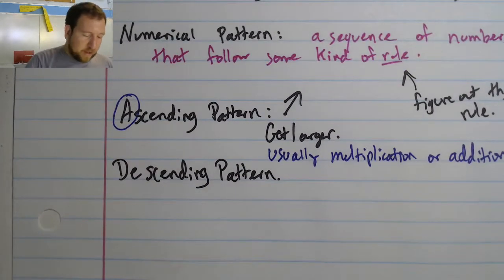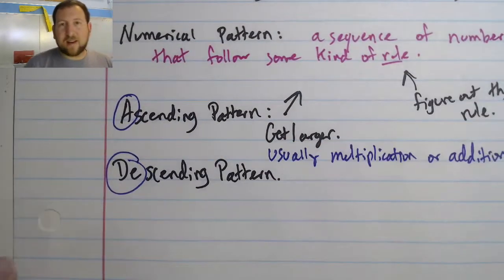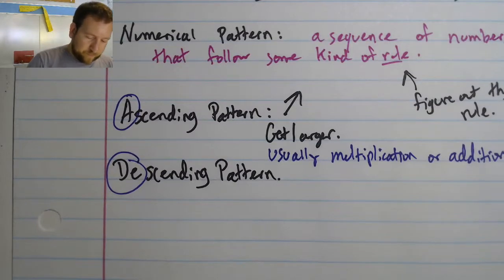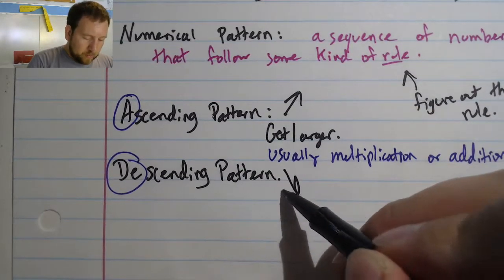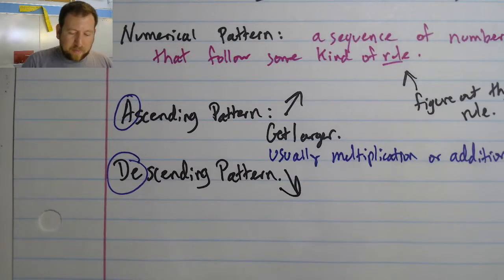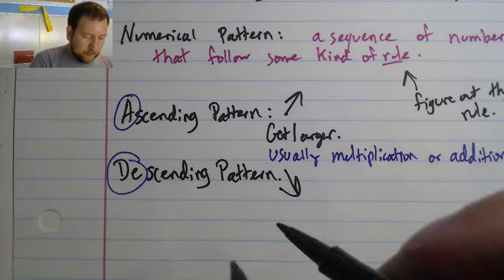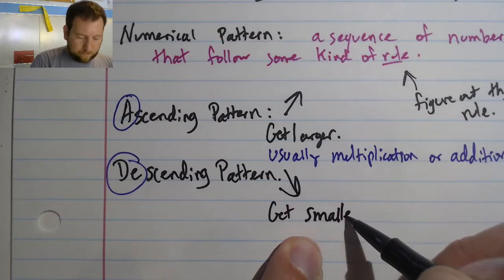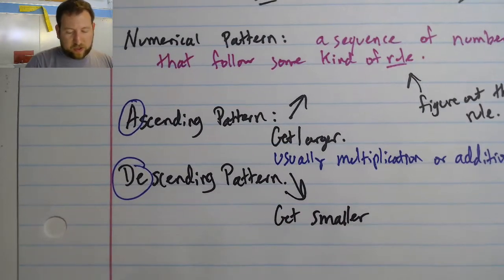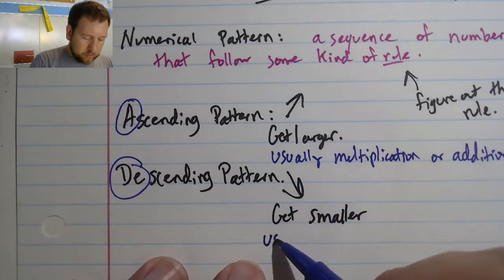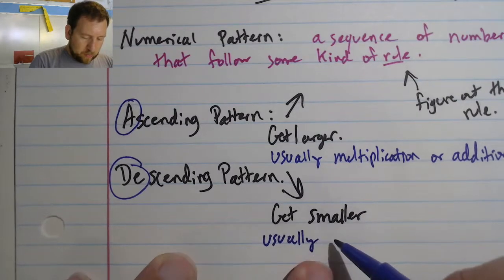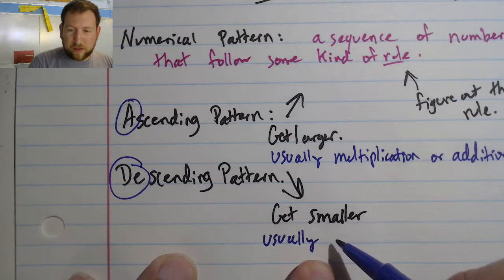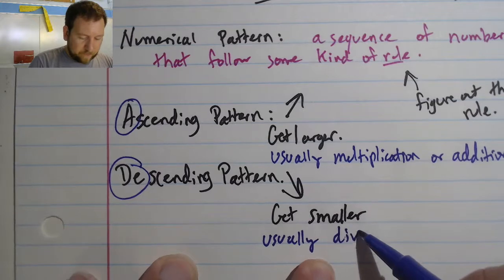Descending pattern, again, if we look at this, descending means going down. And it means that I'm going to be getting smaller. And it usually is going to be using division or subtraction.